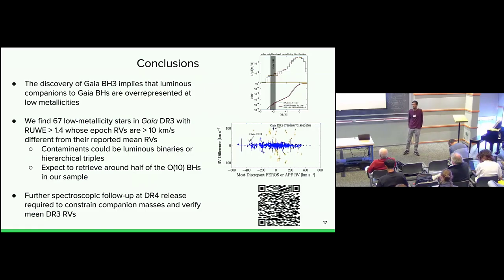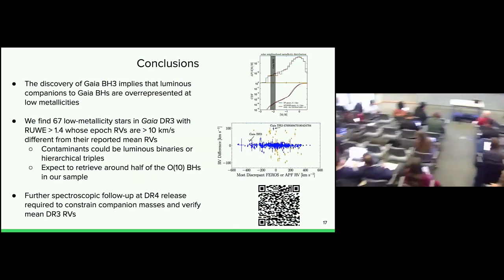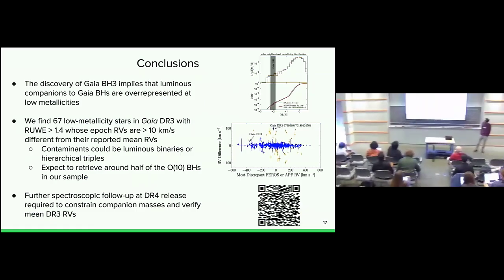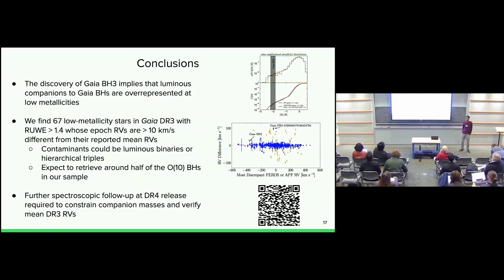Can I just ask if there is a particular reason you picked this metallicity cut of minus 1.5, or is this more or less arbitrary? I think there's some degree of arbitrariness there. You just want to pick some number that restricts you to low metallicity stars, but at the same time, you don't want your sample to be so huge that you can't follow it up.